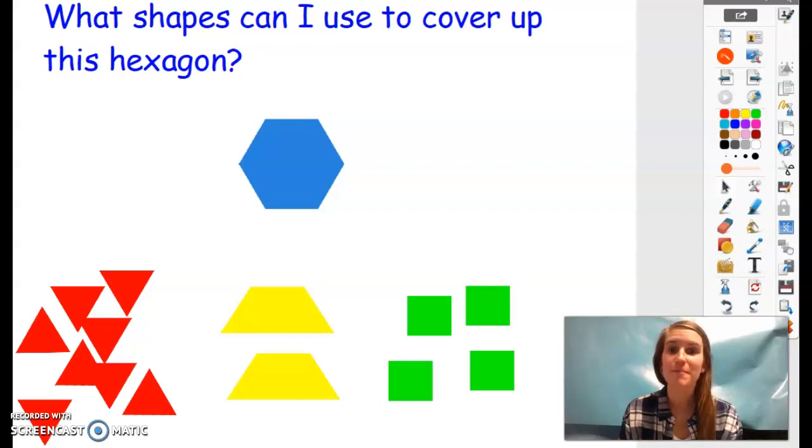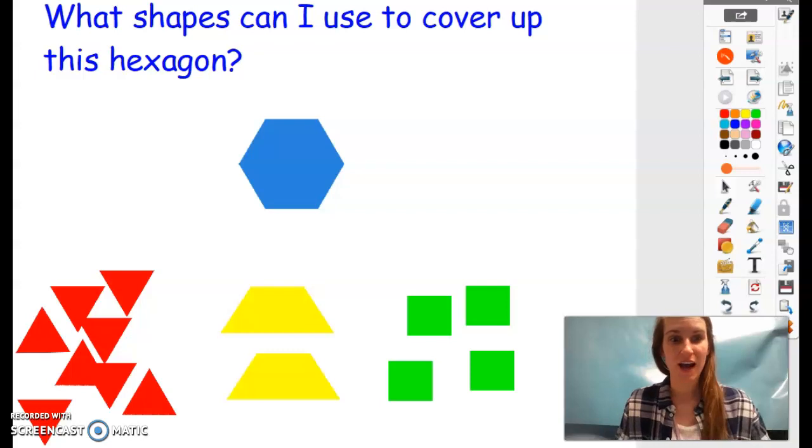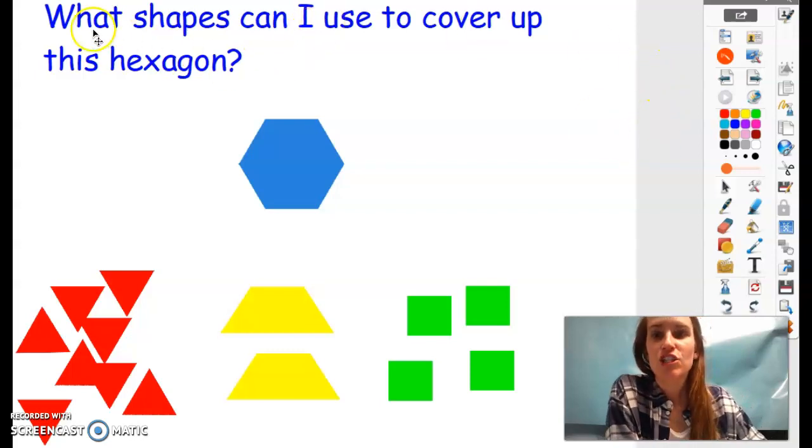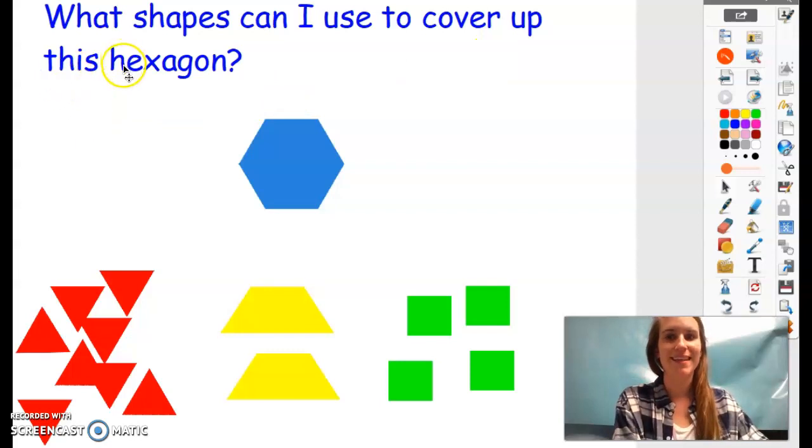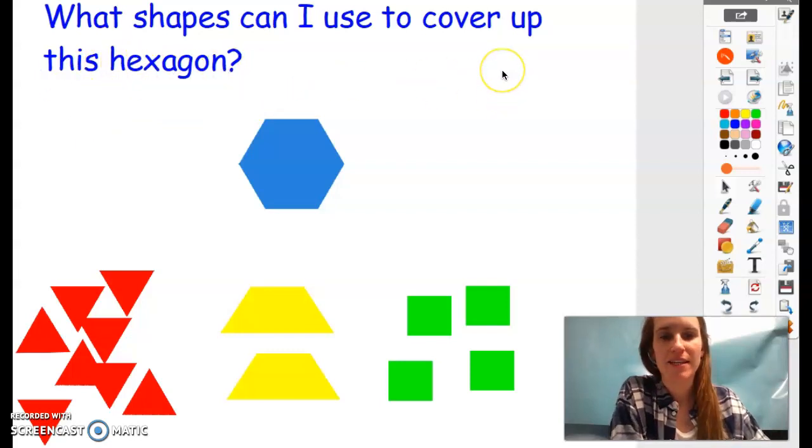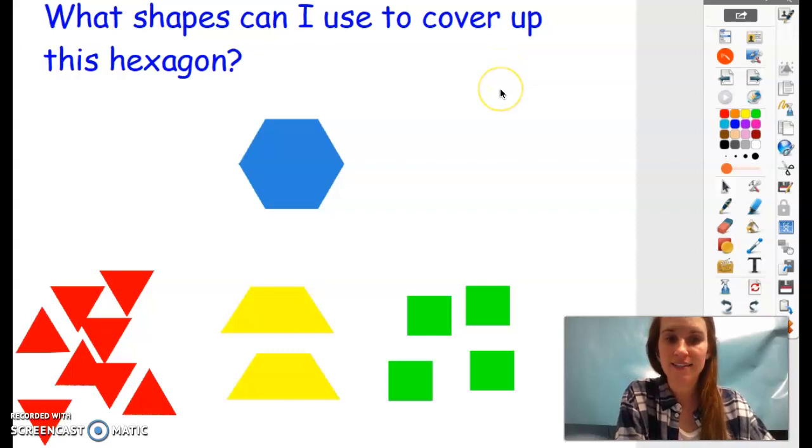So we just watched the Math on the Spot video where they made shapes using other shapes. And that's what we're going to be focused on doing today, okay? So the question I have for you right here is, what shapes can I use to cover up this hexagon? Hexagon, do you remember how many sides a hexagon has?